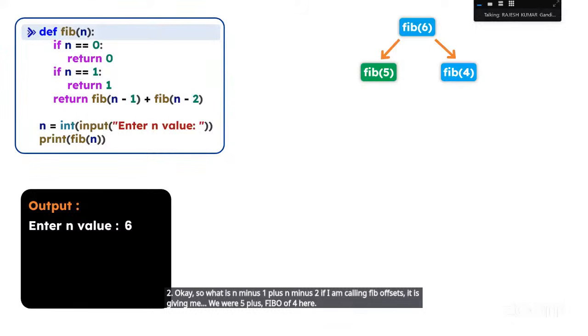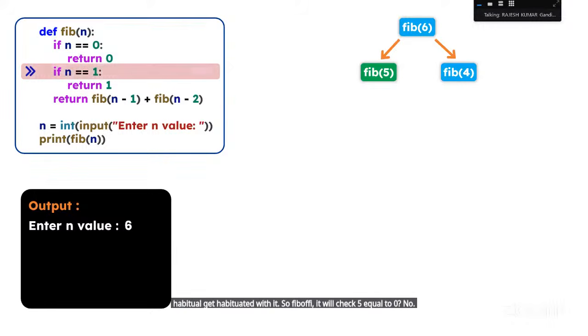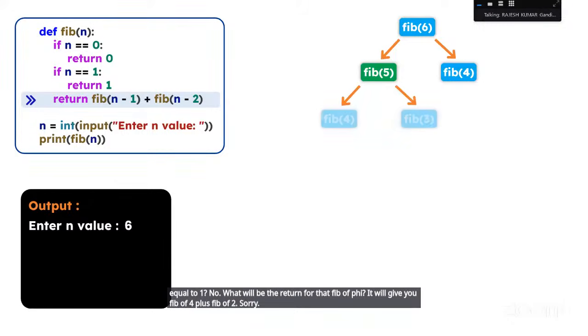Now you see here. First, I have got two function calls. I have got two calls as written. I need to first complete the left call. First call it is fib of 5. Now for fib of 5, I'm calling it again. First the left wing will be completed. This is what happens in backtracking and everywhere as well. So get habituated with it. So fib of 5, it will check 5 equal to 0. No. 5 equal to 1. No. What will be the return for fib of 5? It will give you fib of 4 plus fib of 3. If you want fib of 5, you need to calculate these two.